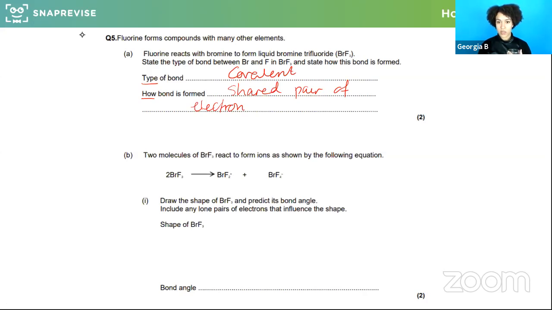Cool, perfect. So question B says, two molecules of BrF3 react to form ions as shown in the following equation. So we have 2 moles of BrF3, and then we're making BrF2, which is positively charged, and BrF4, which is negatively charged. And the first part of this question says to draw the shape of BrF3 and predict its bond angle and include any lone pairs of electrons that influence the shape. So we want to draw it and come up with the bond angle.